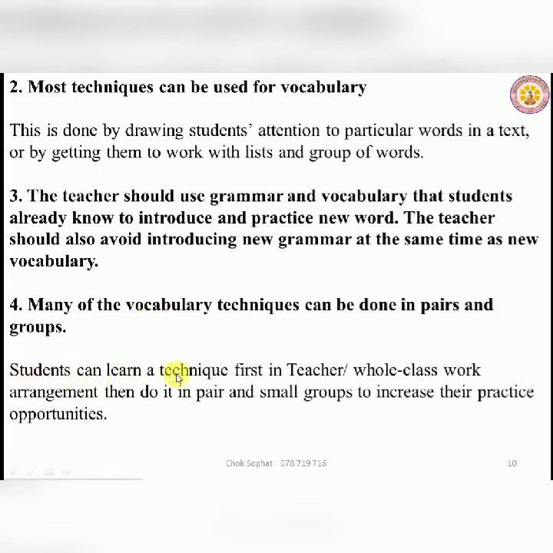Students can learn a technique first in a teacher-led or whole-class arrangement, then do it in pairs or small groups to increase their practice opportunities. So after you introduce your students to a new vocab, you can ask them to work in pairs or in small groups so they can share their ideas and discuss, so they can increase their practice and understanding.